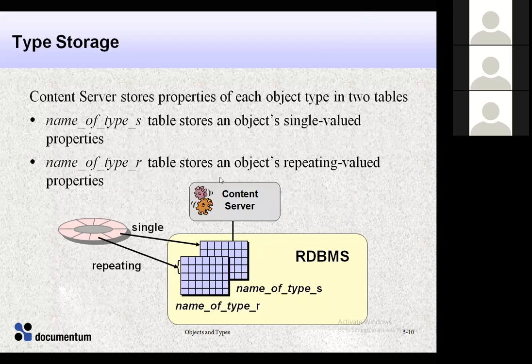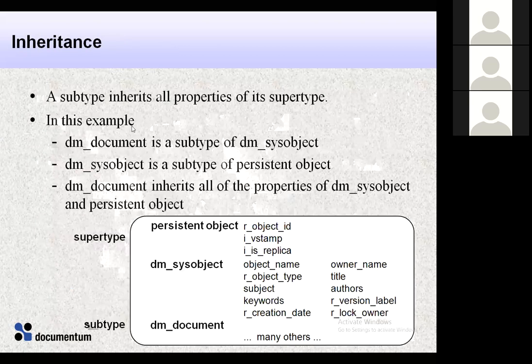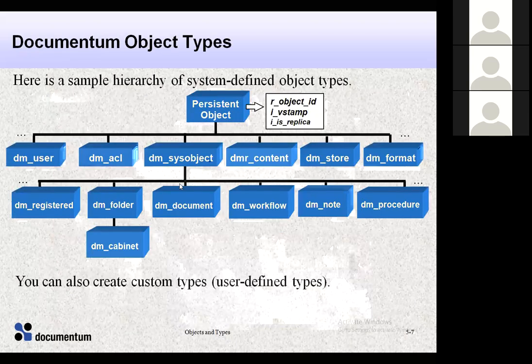Now, how these things work, though this is a development perspective, is just for your understanding. So far we saw the types: dm_document, dm_sysobject. These all are types. Correct.